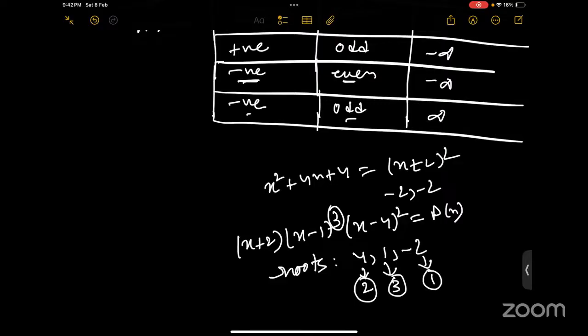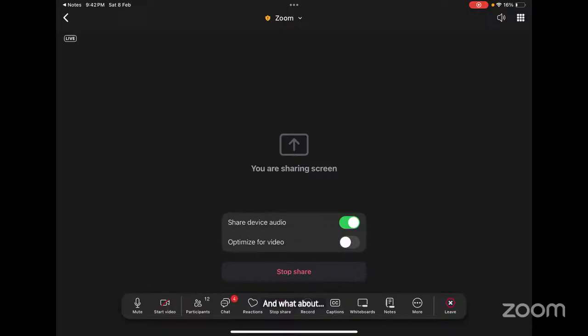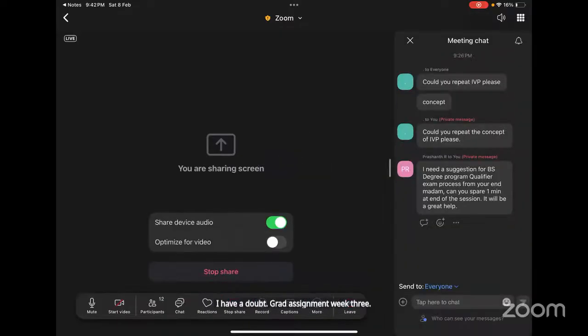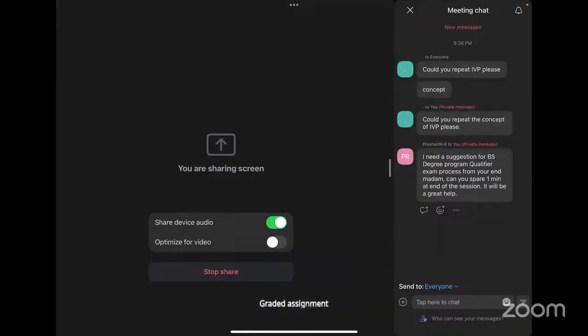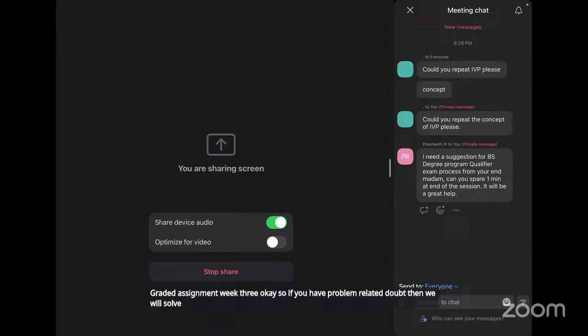Anything else? I have a doubt about Graded Assignment week 3. Okay, so if you have problem-related doubts, then we will solve them in the next session. In this session, let us focus on basically concepts.